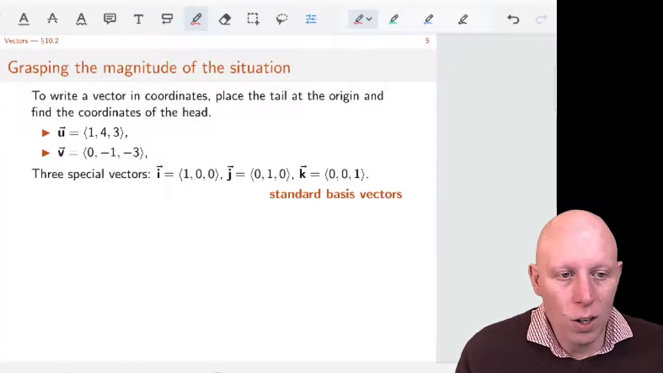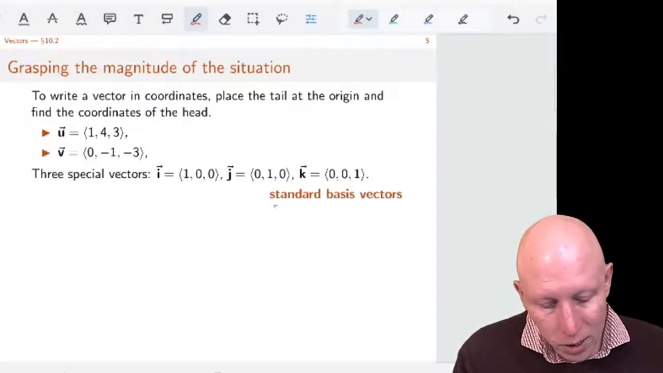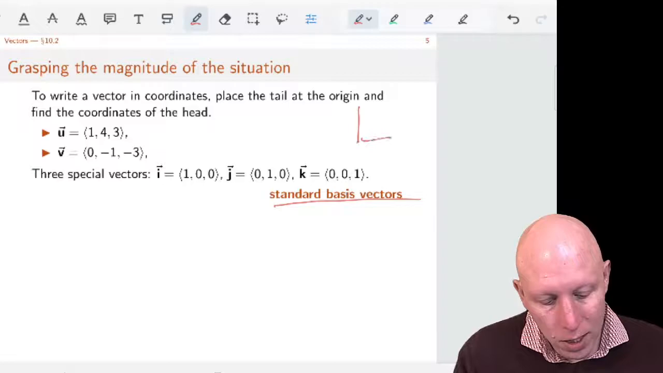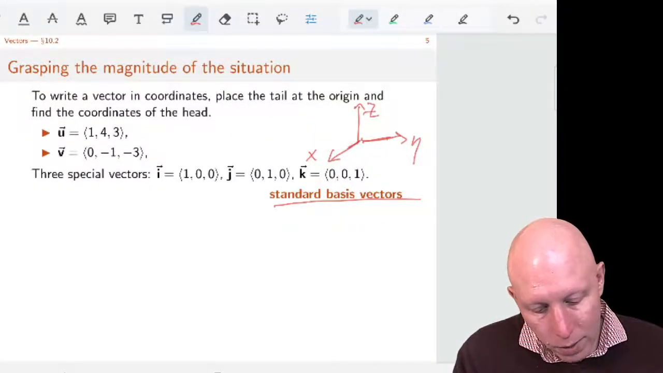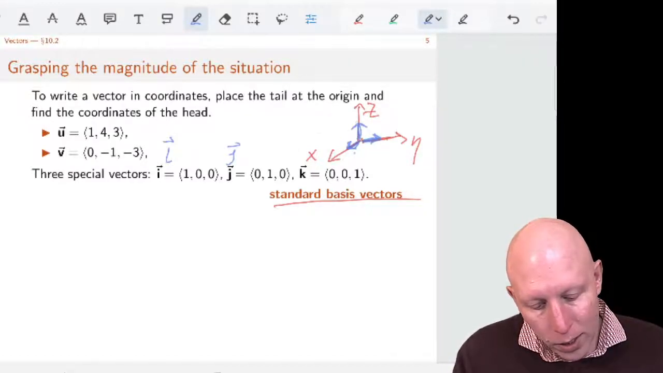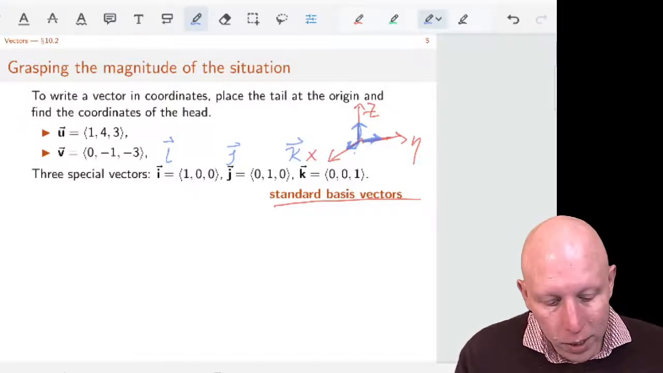Whatever the dimension of your space is, there are that many special vectors called the standard basis vectors. If we have x, y, and z, then the vector that goes 1 unit in the x direction is called i. 1 unit in the y direction is called j. And 1 unit in the z direction is called k. And those are the standard basis vectors.